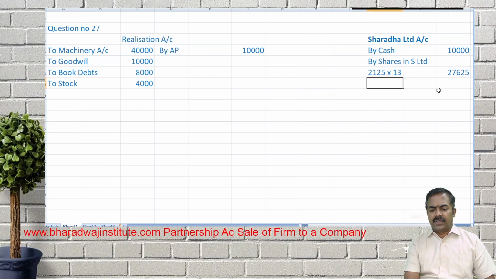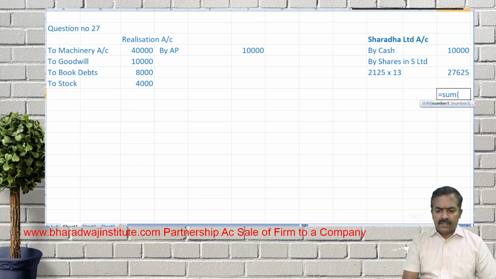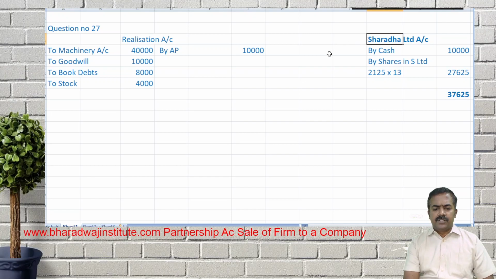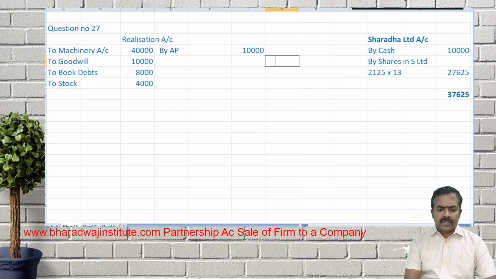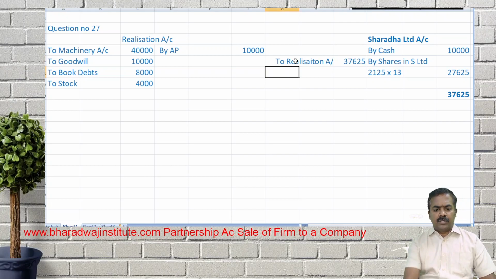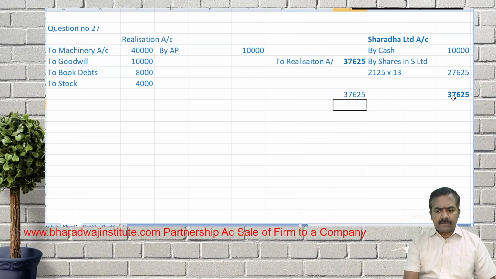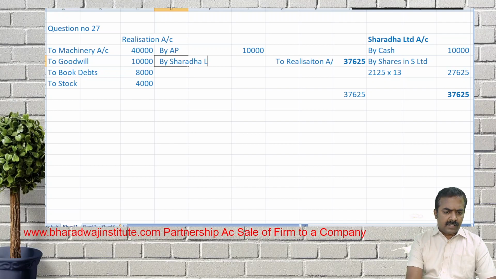Actually, separate working note போடலாம். Otherwise, this is the purchase consideration. Cash and shares allotted becomes which one? Purchase consideration. So, purchase consideration due, what is the entry? Sardar Limited account debit to which account? Realization account. How much? 37,625. Actually, we can do a separate working note also for this, or whatever is the ledger balance, you can take it here. Cash and shares allotted. So how will this come? By Sardar Limited account, how much?